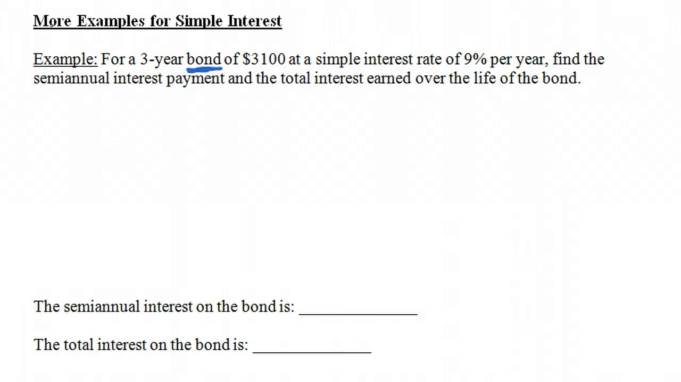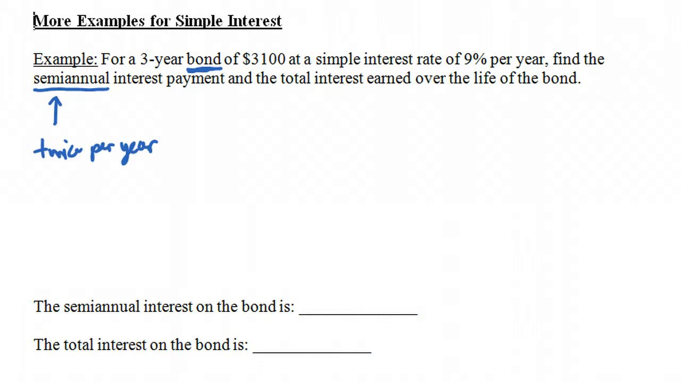And usually interest is paid semi-annually. I don't want you to be confused by this word semi-annual. What that just means is twice per year, or in other words, once every 6 months. That is the same as semi-annual. Okay, so let's do this example.